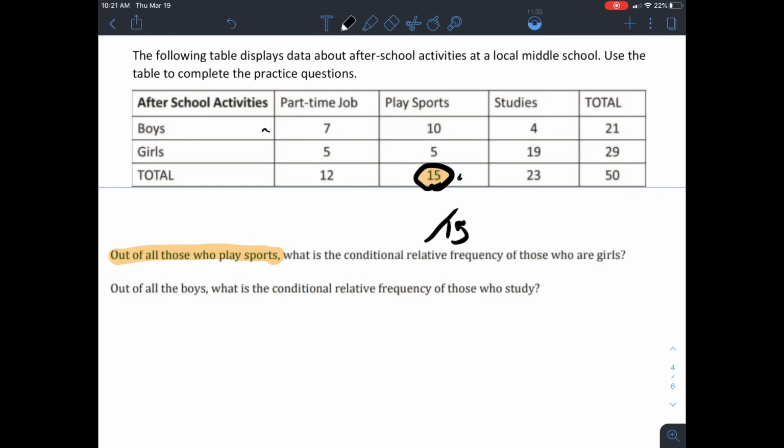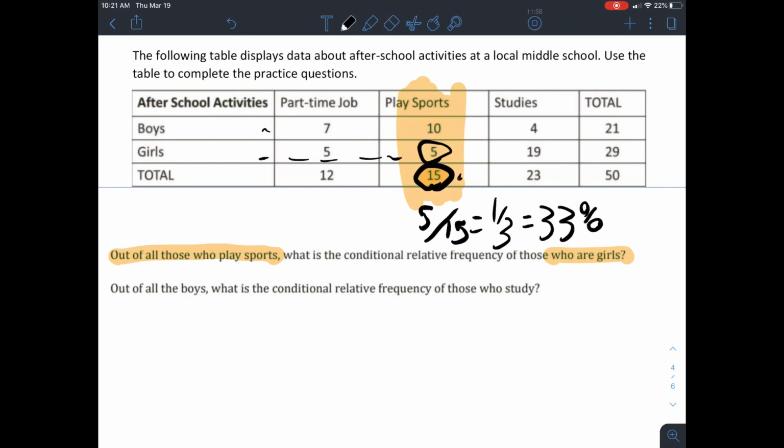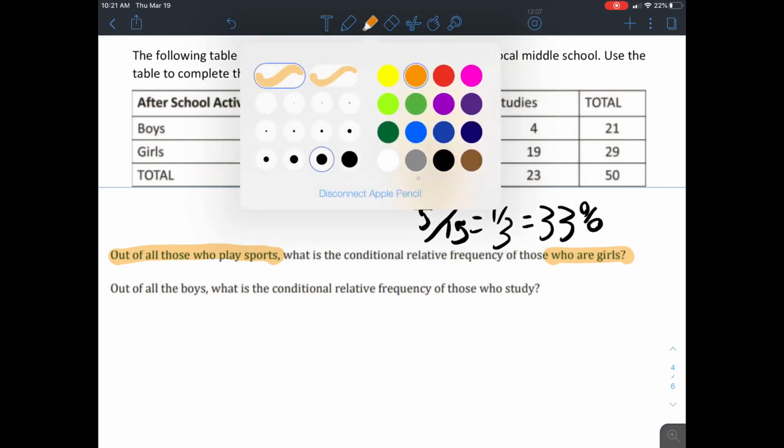Right? So out of those who play sports, what is the conditional relative frequency that they are a girl? So out of all those who play sports, right, which is this row, so we're only using numbers from this column. So out of all those that play sports, how many are girls? Well, 5 of those 15 are girls, right? Which simplifies to 1/3, which represents 33% of the total number of people who play sports are girls. All right, so that's a conditional relative frequency.